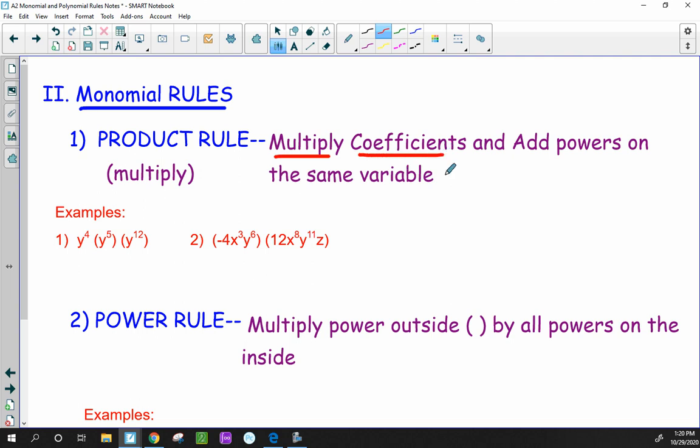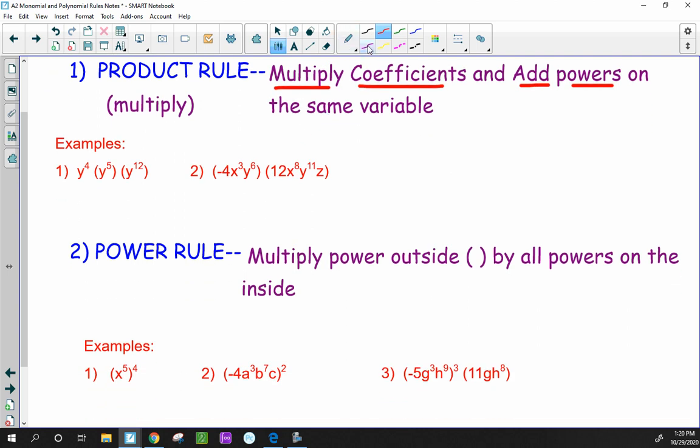You are supposed to multiply coefficients first, and then you're going to add the powers on the same variable. Multiply coefficients and add powers. Alright, so for the first example, I have y to the fourth times y to the fifth times y to the 12th. Notice that I have three monomials on the board, and they all are being multiplied. Your job is to simplify the expression. Based on the rule, I'm supposed to multiply coefficients. I don't see a number in front, so it's an understood 1. Using this part first, I would multiply 1 times 1 times 1 and drop my answer down.